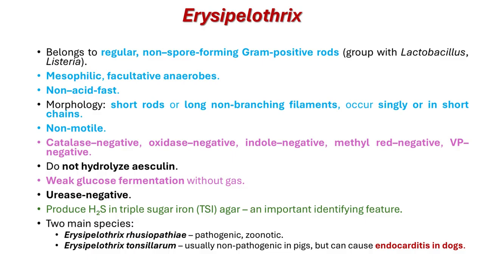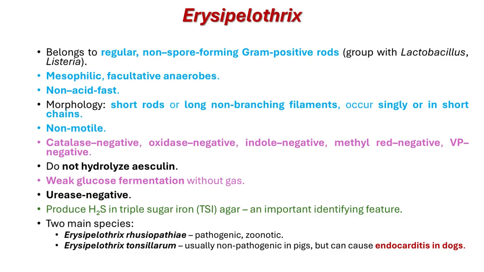Erysipelothrix species are non-motile and negative for catalase, oxidase, indole, methyl red, and Voges-Proskauer tests. They do not hydrolyze esculin or urea. They ferment glucose weakly without gas. A key identification feature is their ability to produce hydrogen sulfide in triple sugar iron agar.